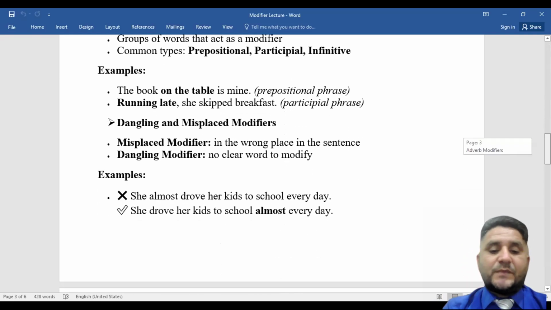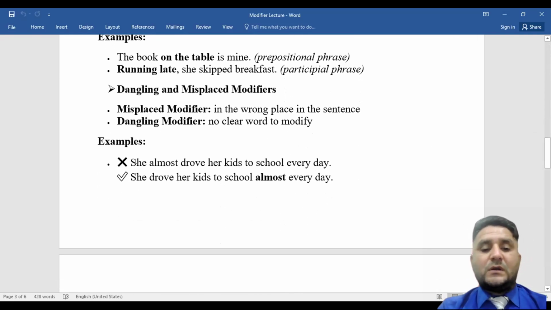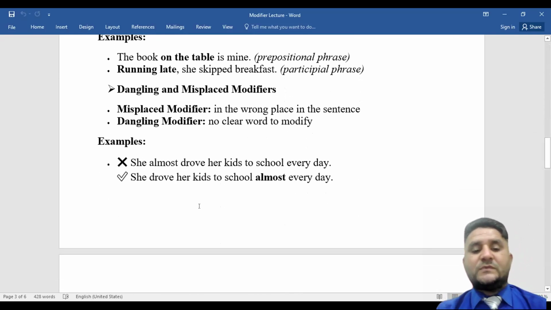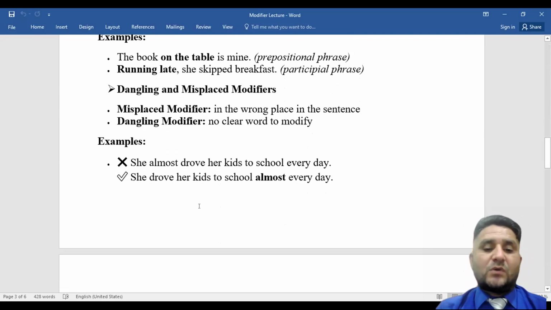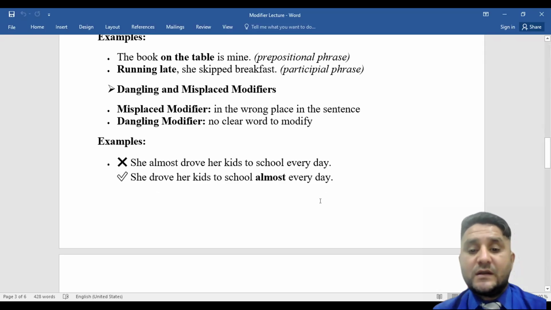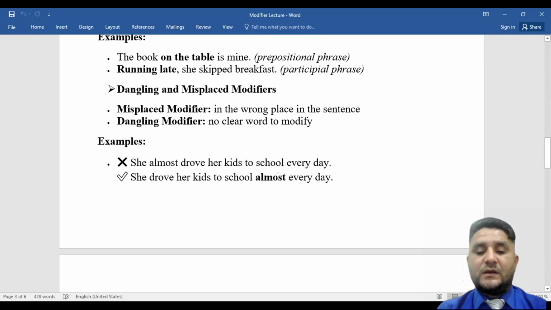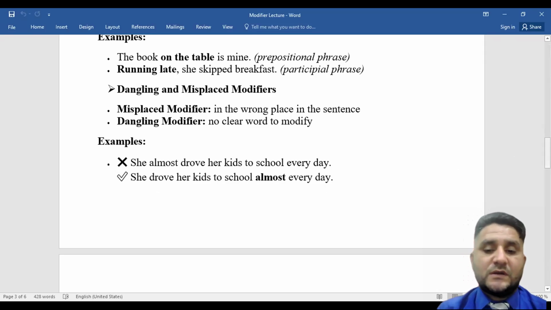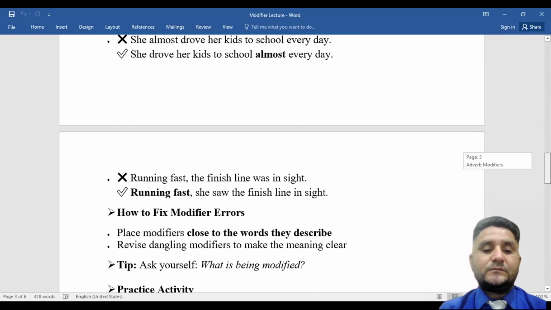Now examples of wrong use of modifiers. She almost drove her kids to school every day. That's wrong. The correct sentence is: she drove her kids to school almost every day. Almost every day refers not to a single day, but that she used to drop her children to school daily. That's the proper place of the modifier.